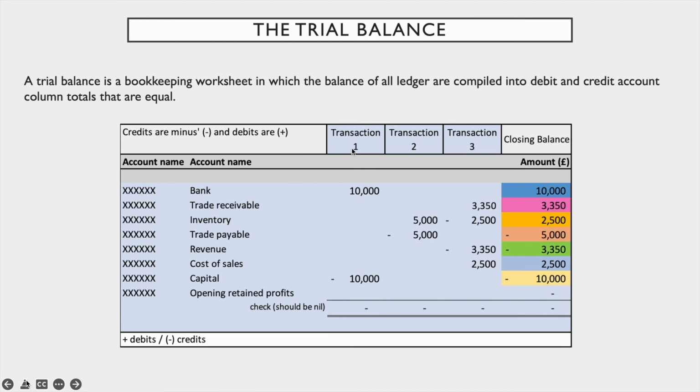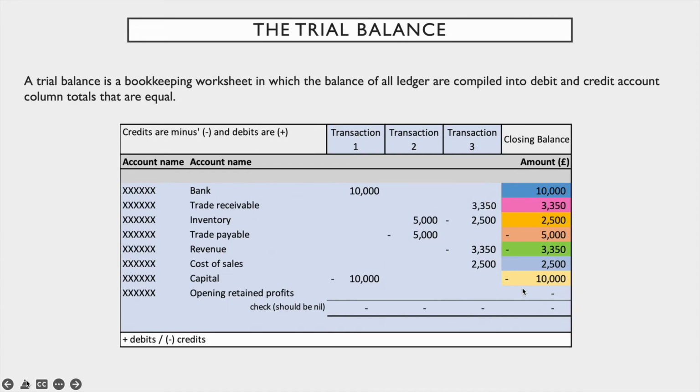If you want to go back to the last video, this was transaction 1 where we recognised the bank and the corresponding capital injection by the owner. Transaction 2 was we purchased inventory on credit, and we had to recognise the asset and the liability. And then in transaction 3, we had to recognise the sale, we had credit revenue, debit trade receivable, and then we had to recognise the cost, the 2,500, by debiting cost of sales and crediting inventory. So the journals are reflected in the trial balance to give us a closing trial balance, which will form the financial statements.